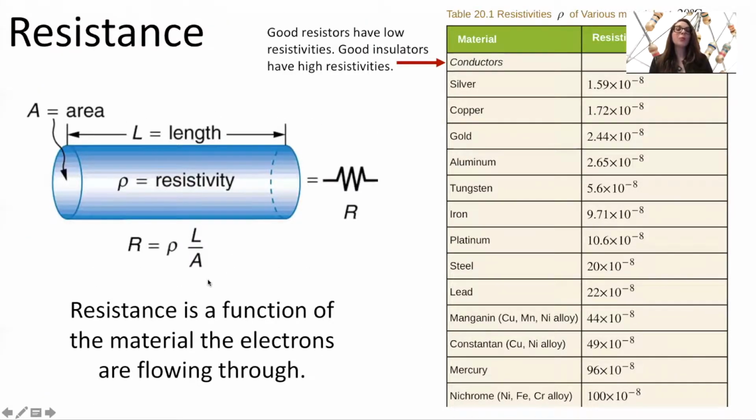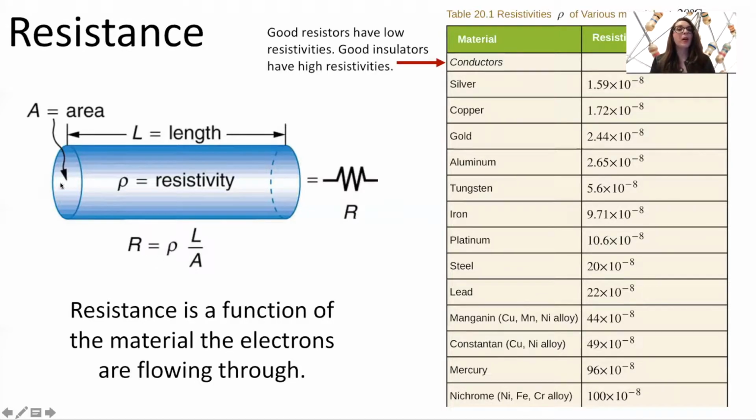Now, resistance is a function of the material the electrons in our current are flowing through. So we have an equation that we can use to find the resistance of a material. And so the resistance is equal to this quantity here, which we call the resistivity of our material, times the length of that material divided by its cross-sectional area.